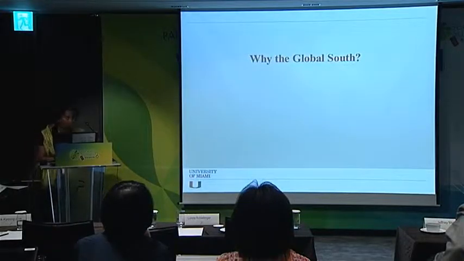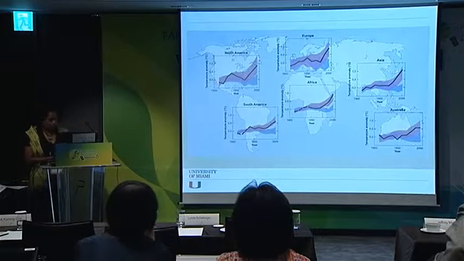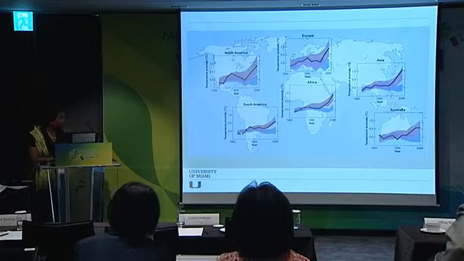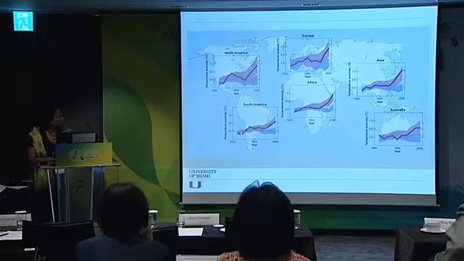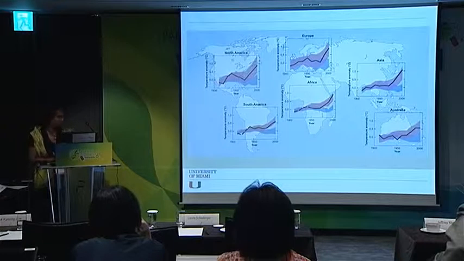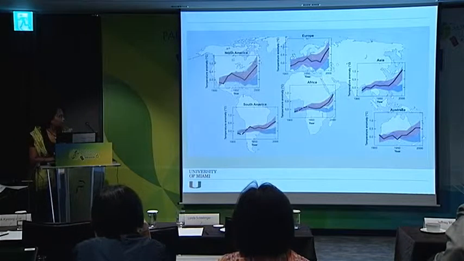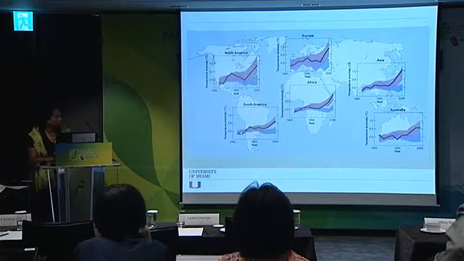So why the Global South? My research is focused on the Global South. Being a geographer, as I mentioned, I'm very spatial. So I look at trends spatially, patterns spatially. As you can see, the trends have not been uniform all across the globe. Some parts of the Earth's surface have shown steeper increases. Of course, Northern Europe and North America show steeper increases.